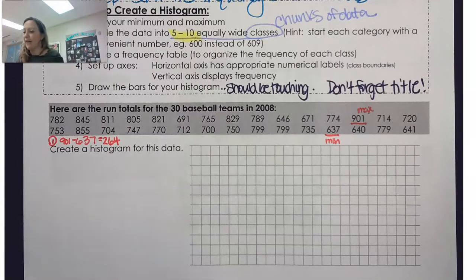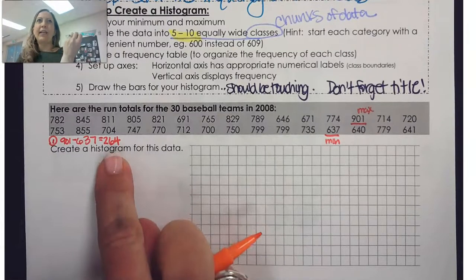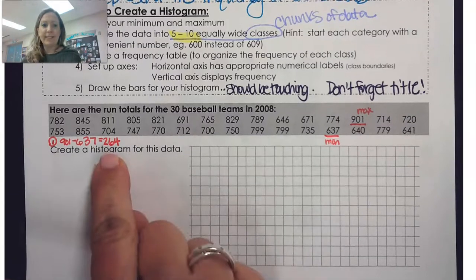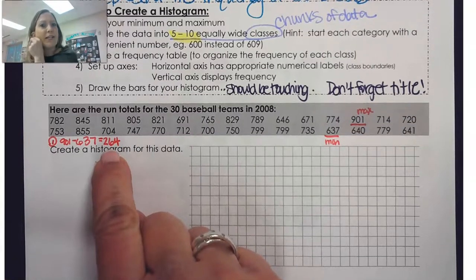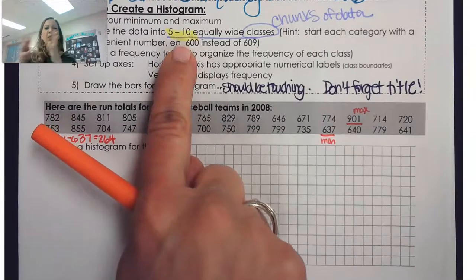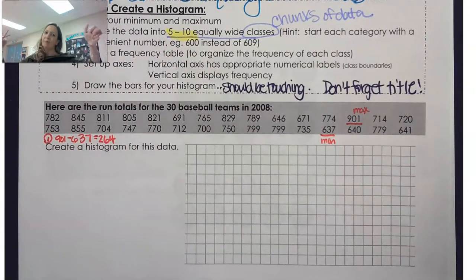Our next step is to divide the data into 5 to 10 equally wide classes. And so if we chose 264, I usually like to divide by the size of the class that I want. And then that's going to kind of tell me if that was going to work. So let's say I originally thought about having classes of 100. Well, the problem is that if I divide 264 by 100, I get a number between 2 and 3. That's not between 5 and 10 equally wide classes. So 100 is too big of a chunk, okay?